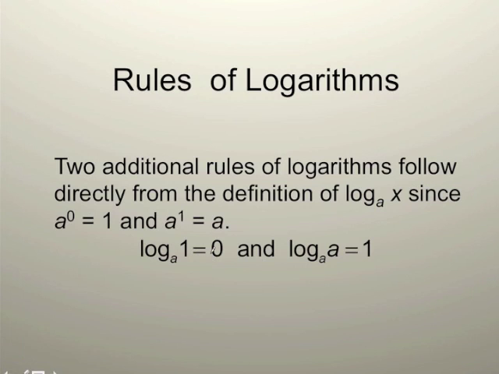And two additional rules to remember that we know. Since a to the 0 equals 1 and a to the first equals a, then log base A of 1 is 0. That's the exponent we use to get 1. And log base A of A is 1.